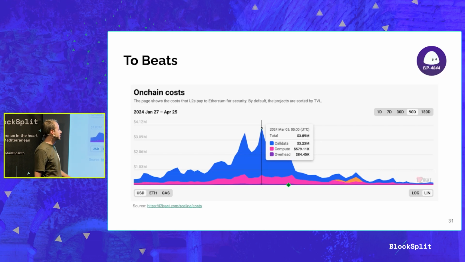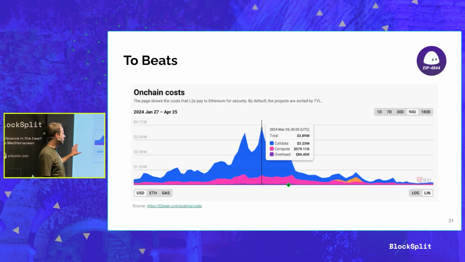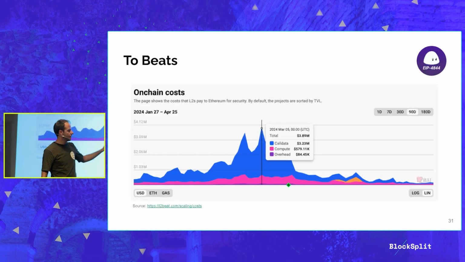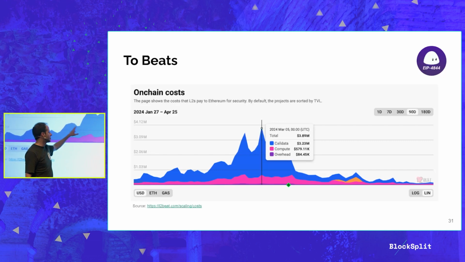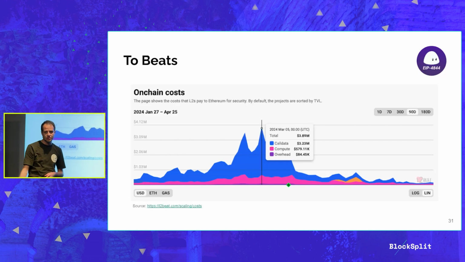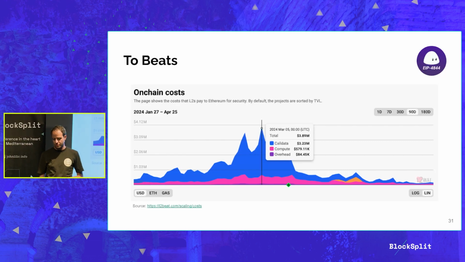And we can see here what the L2s were paying on the mainnet. In the blue color, you can see the call data. The call data is the most expensive part that was paid by L2 chains to L1. And now, when we removed that expensive call data, this enables us to get cheaper transactions.